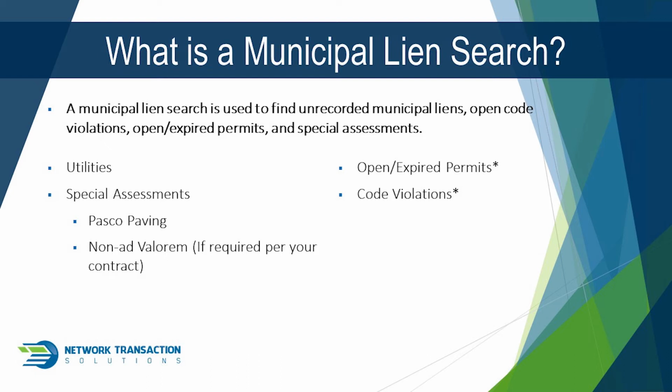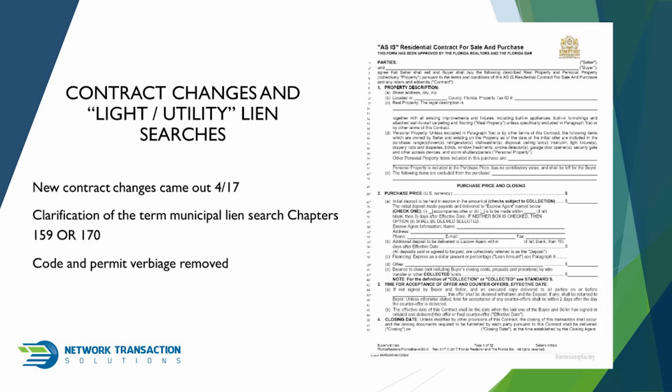If you look at the next slide, in 2017, there were recent contract changes, meaning the code and permit verbiage was removed from the contract. So now you have the option of doing a full search, which includes utilities, code, permit, and special assessments, or you have the option of doing a light search or a utility search. Your utility search is only going to include just the utility portion and any special assessments. So my advice to you for your buyers would be always try to encourage a full search. You definitely want to find everything you can for that property.